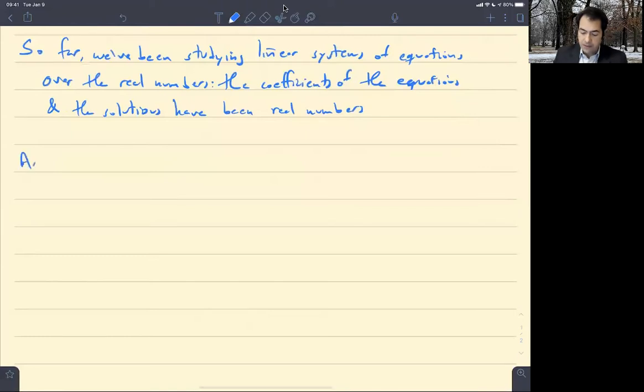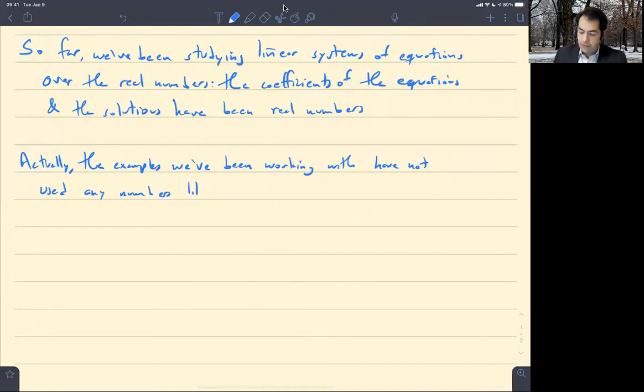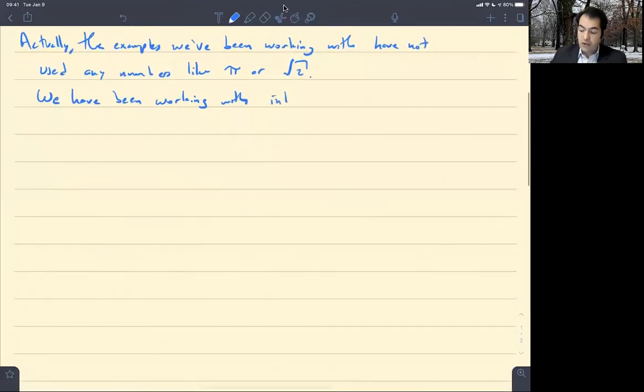So actually, the examples we've been working with have not used any numbers like pi or the square root of 2, anything like that. We have been working with just integers and fractions.